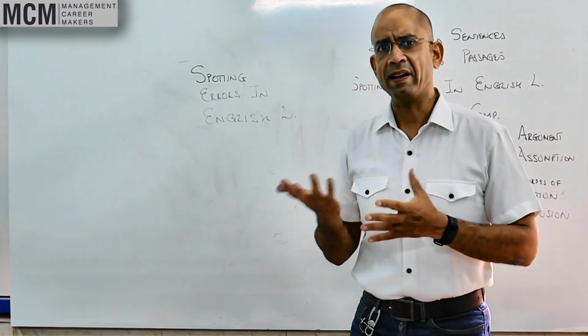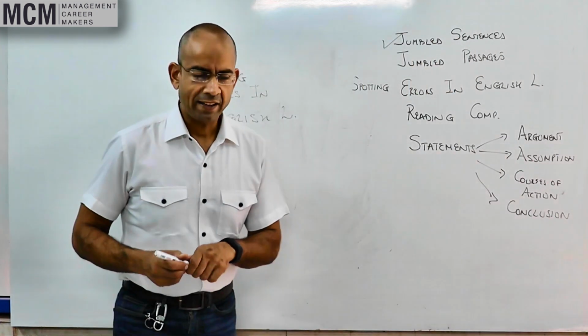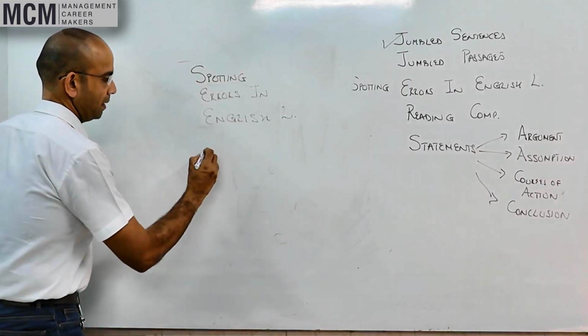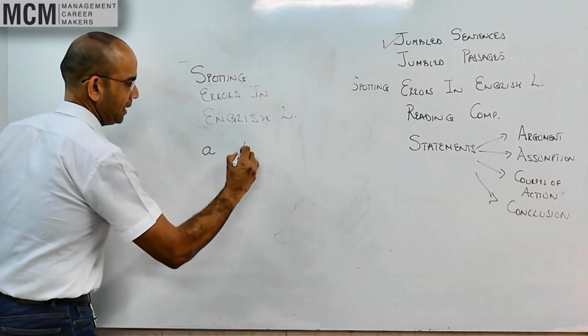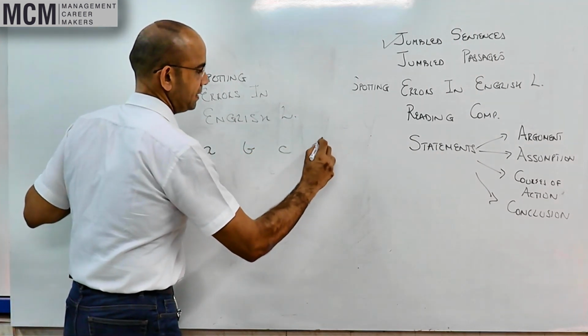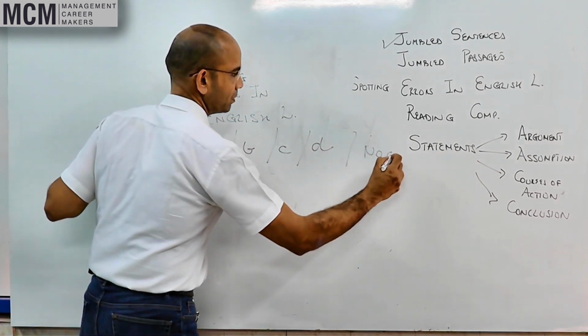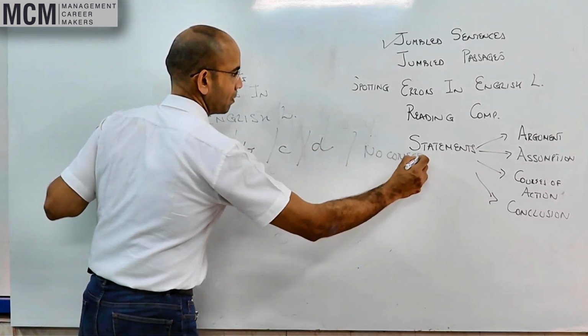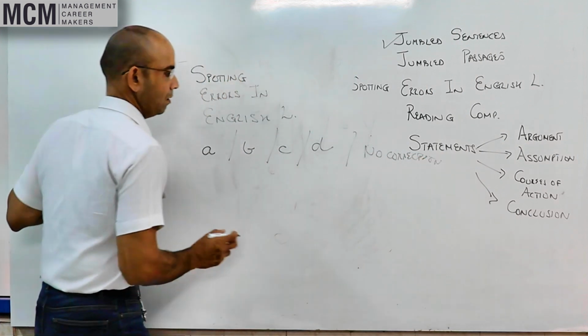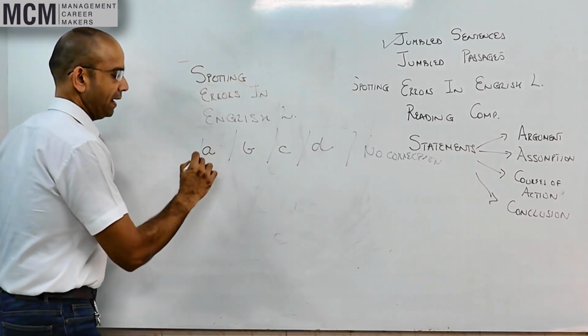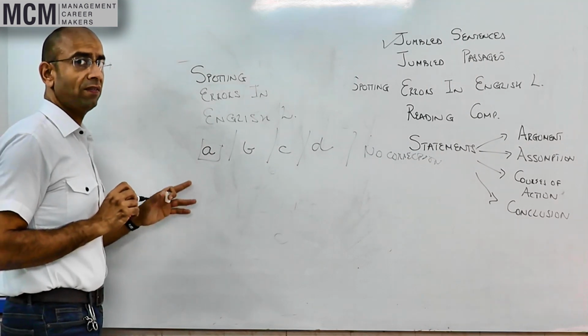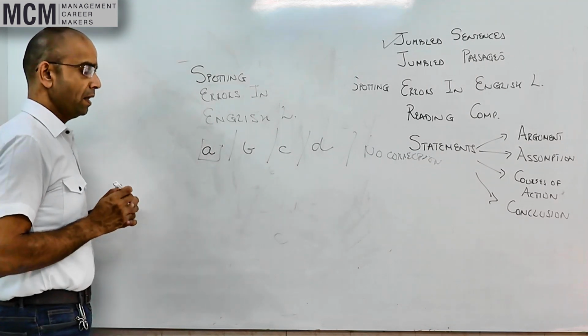Sometimes it may not be an error. For example, they'll give you a sentence that's broken up into A, B, C, and D, or no correction. So you have to choose where the error lies. And sometimes they also give the correct answer to the error.